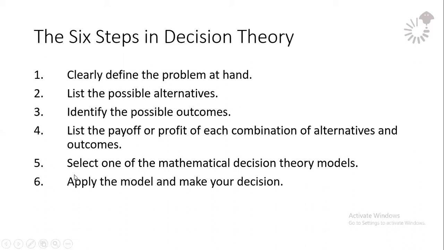And then number 5, after you have done 1, 2, 3, 4, go to 5. For 5, select one of the mathematical decision theory models. Once you have selected, apply the model that you selected and make your decision. So along the way we will discuss the decision theory models that you can choose from, apply that model, and make your decision.